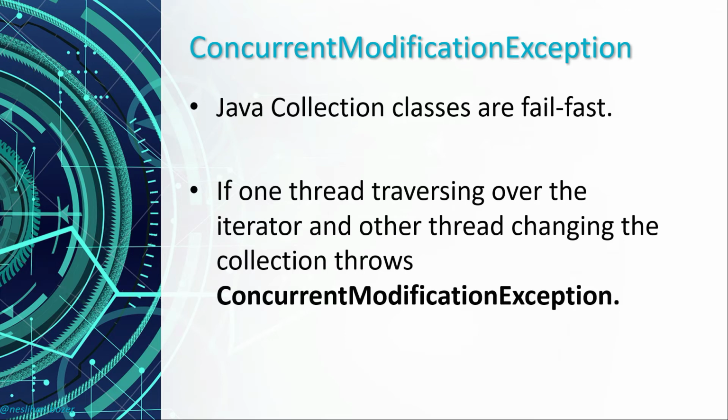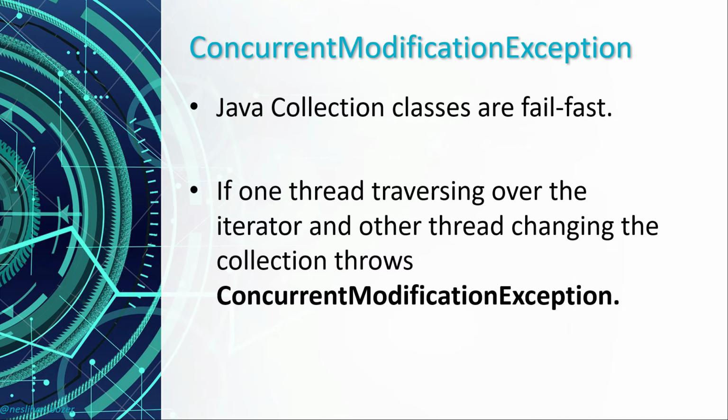On the other hand, this exception does not always indicate that an object has been concurrently modified by a different thread. If a single thread issues a sequence of method invocations that violates the contract of an object, this can be signaled by throwing this exception. For example, if a thread modifies a collection directly while it is iterating over the collection with a fail-fast iterator, the iterator will throw this exception.